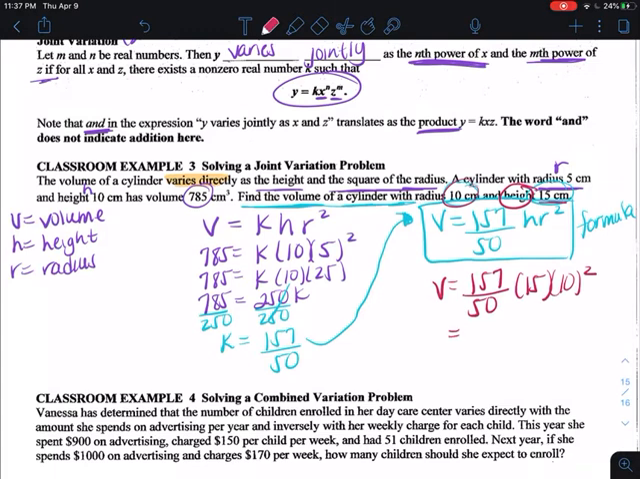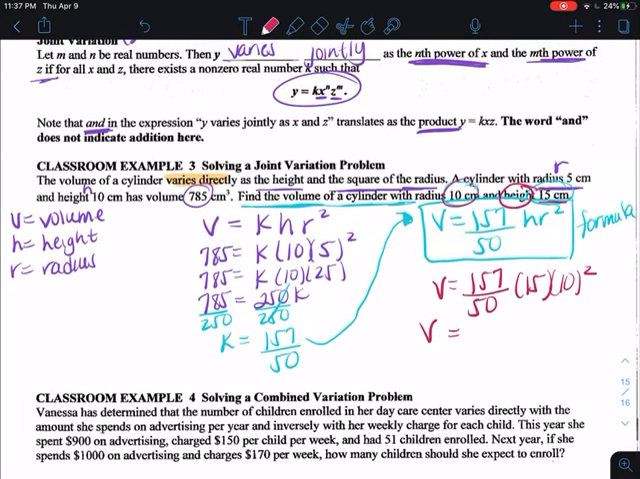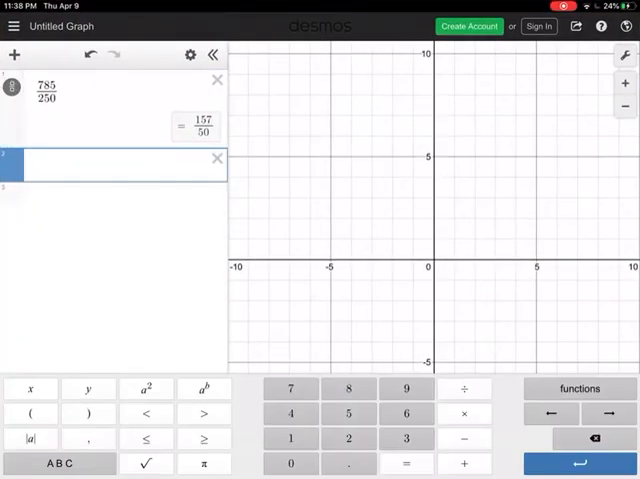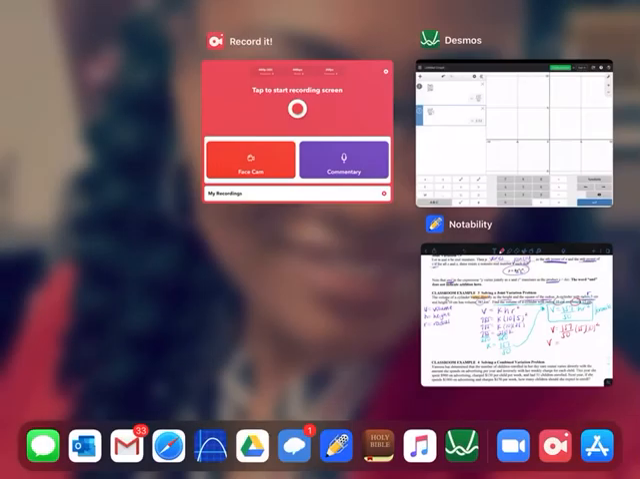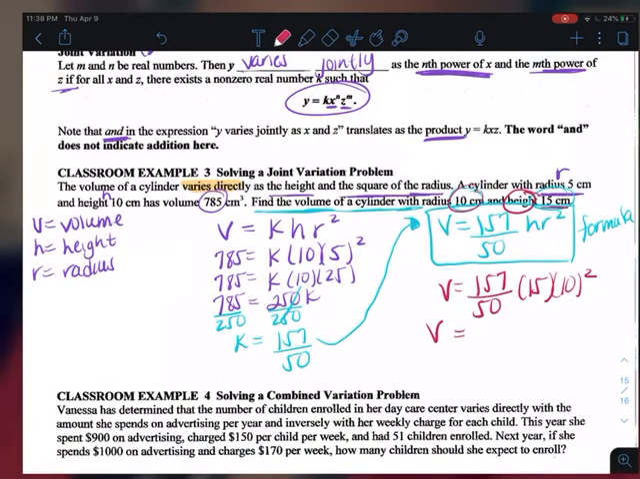So I'm going to put all this in my calculator all in one step, just like I see it here, to get the actual answer. And again, if you're doing this using a TI calculator, you're going to want to put all this in together, because your calculator will go in overflow mode, and it'll give you a scientific notation answer. So just want to give you a heads up on that. 157 over 50 times 15 times 10 squared. 157 divided by 50 times, what was it? 15 and 10 squared. So 4710 is the volume.